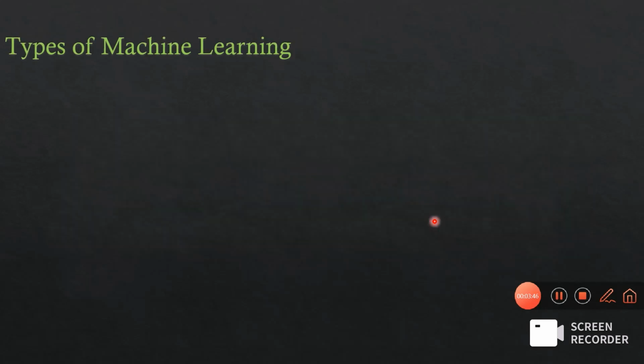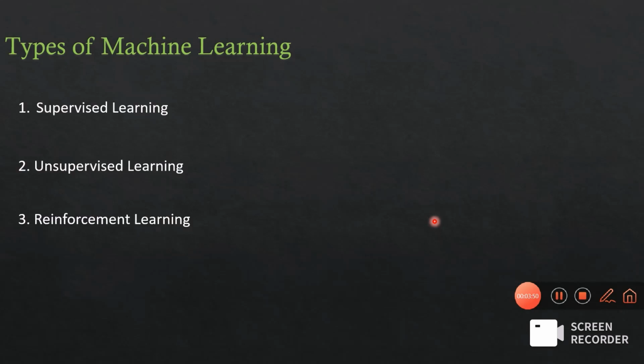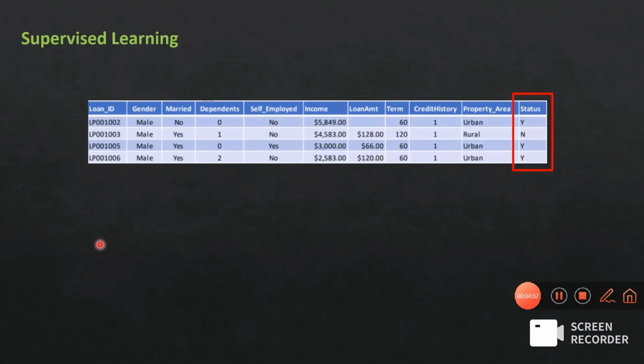Now, types of machine learning. In this session, we are going to understand that there are three types of machine learning: supervised learning, unsupervised learning, and reinforcement learning. We will see each of them one by one. The first is supervised learning.